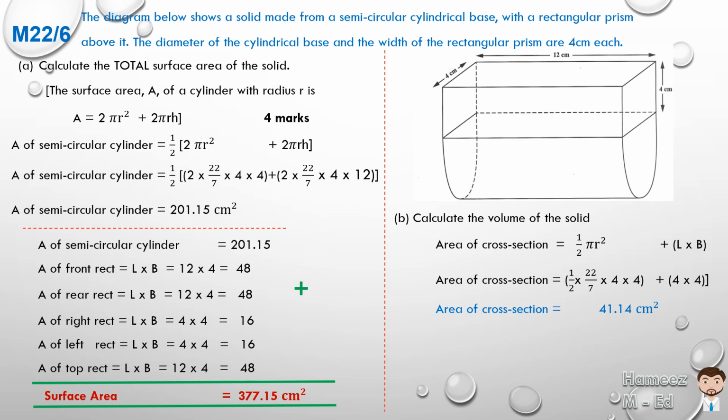And how do you find the volume of a prism, or volume of the solid? It will be the area of the cross-section times the height or the length, which will be 41.14 times 12, which works out to be 493.68 centimeter cubed.